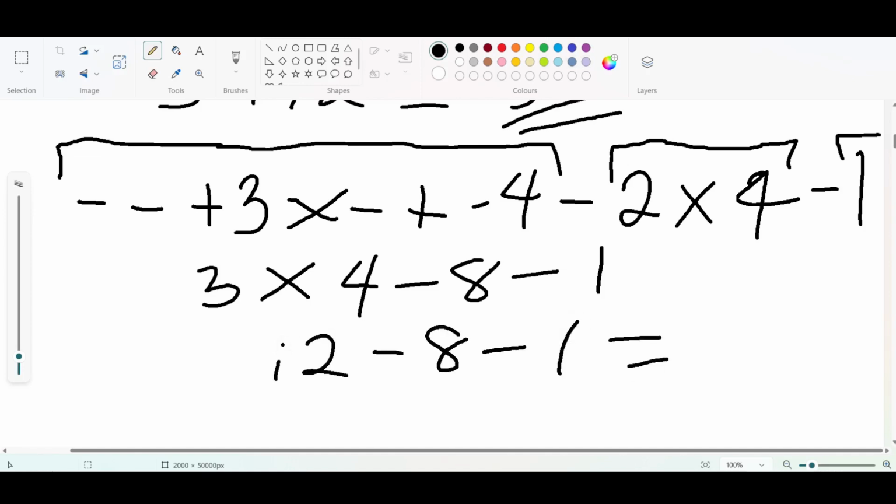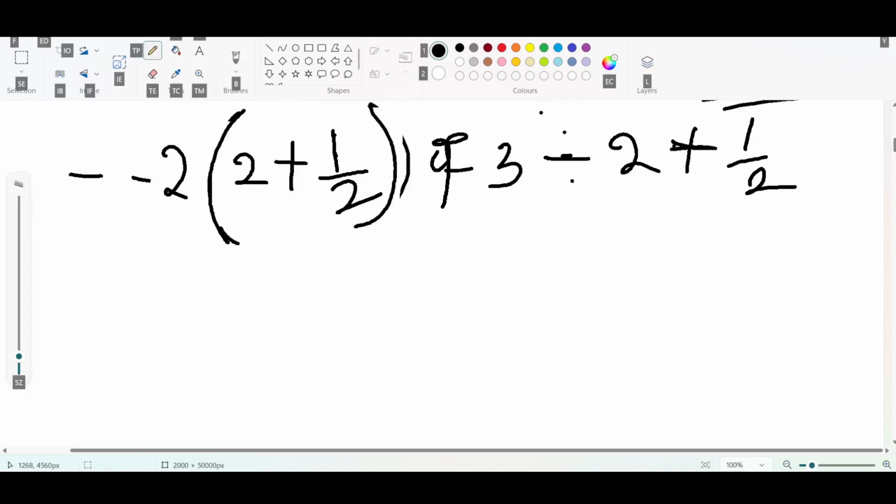And the final answer: 12 minus 8 is 4, and 4 minus 1 is 3. So the final answer is 3. Okay, let's see another example.